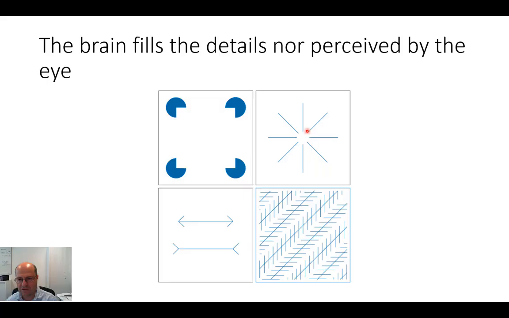The same here. I clearly see a circle, but there is no circle here. This is a fun one. So you see, can you see that one?